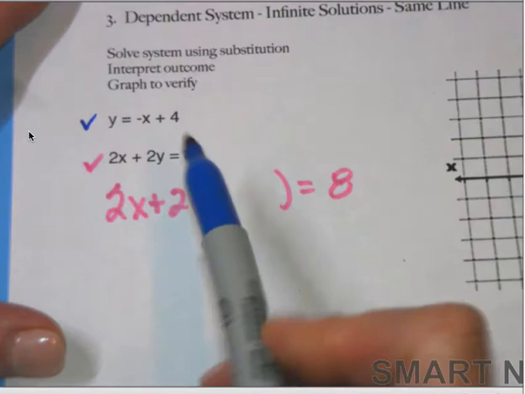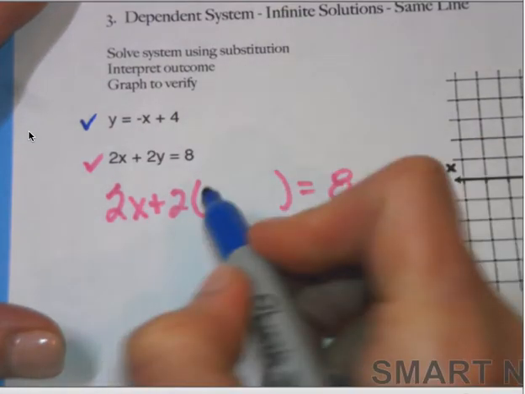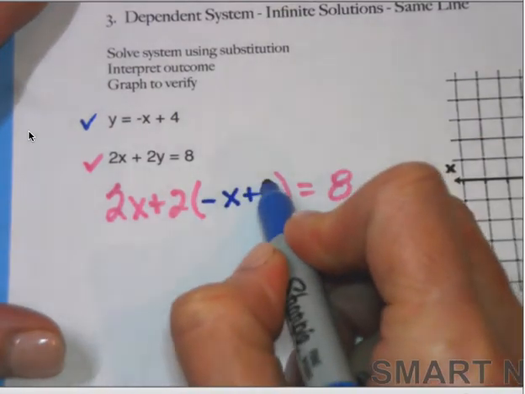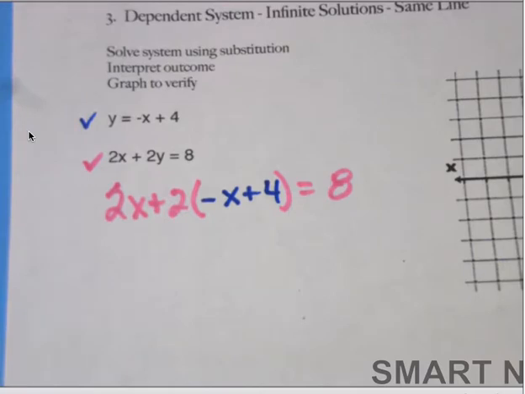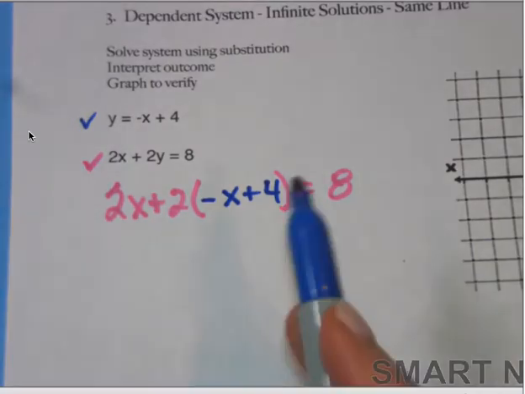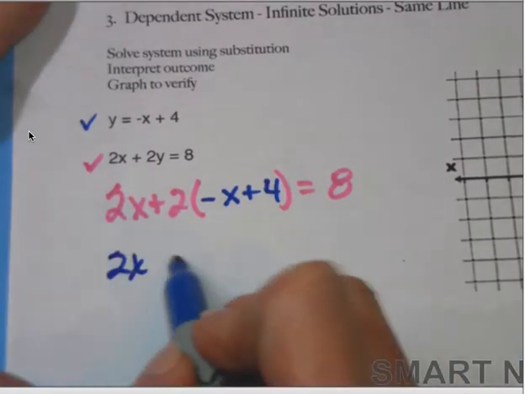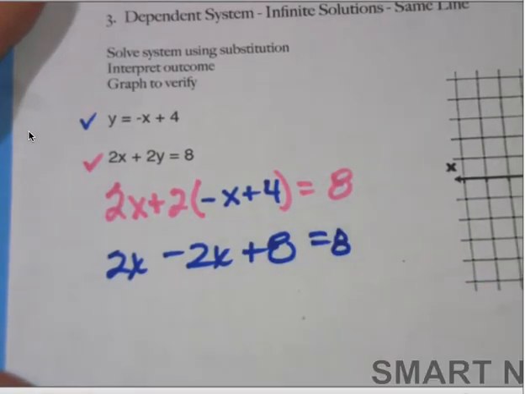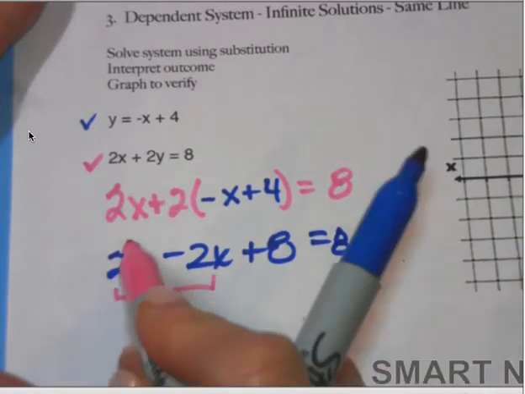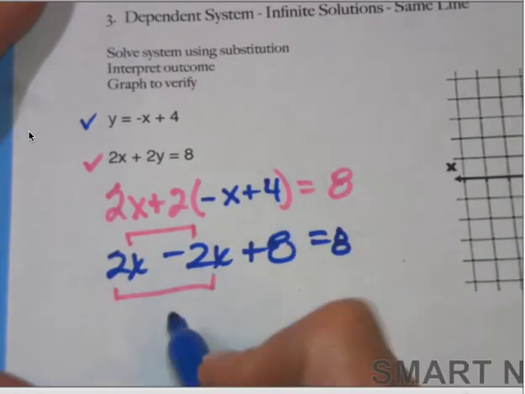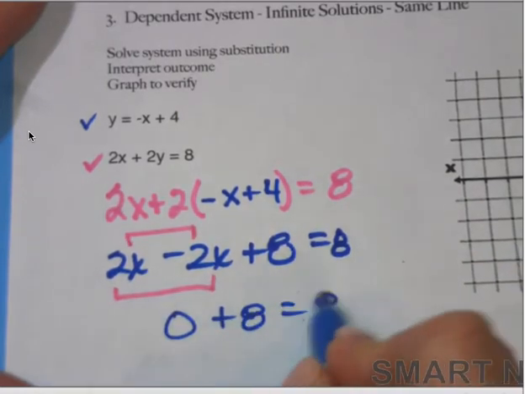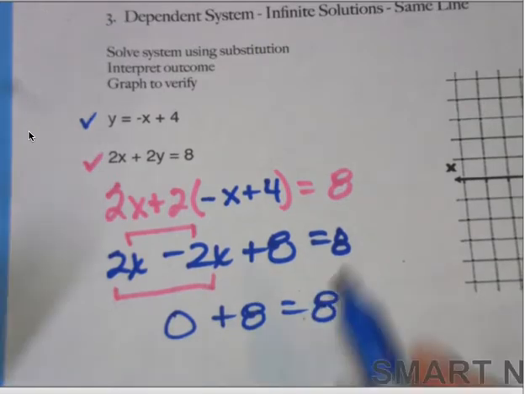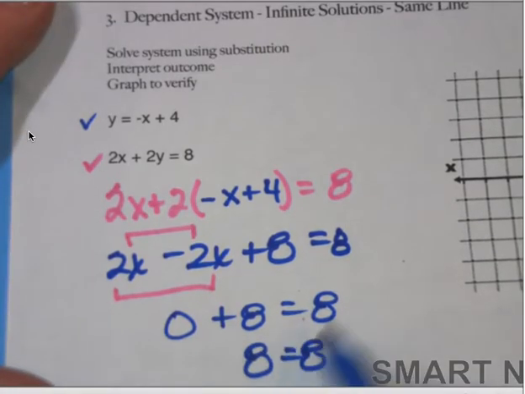And where the y occurs in equation number 2, I'm going to substitute in -x plus 4, which is why the method is called substitution. So this is what I'm now going to solve. 2x, -2x, +8 equaling 8. And it's easy to see that when I add these two together, they're additive inverses. They're going to sum to 0. So I have 0 plus 8 equaling 8. 8 equaling 8 is a true statement.